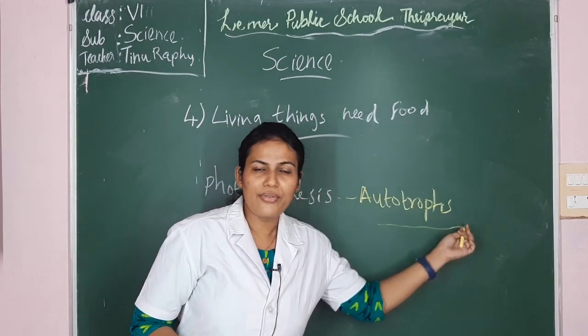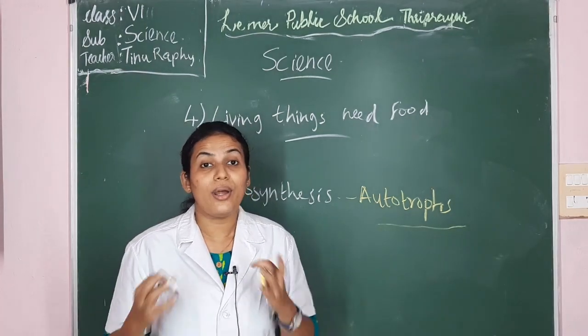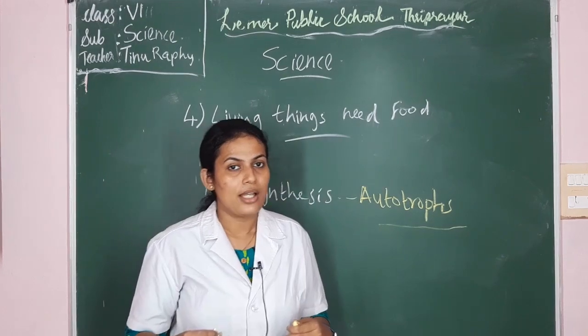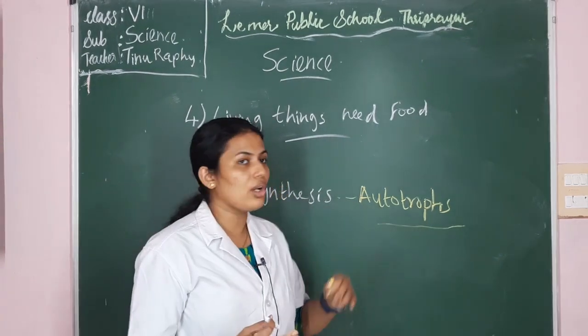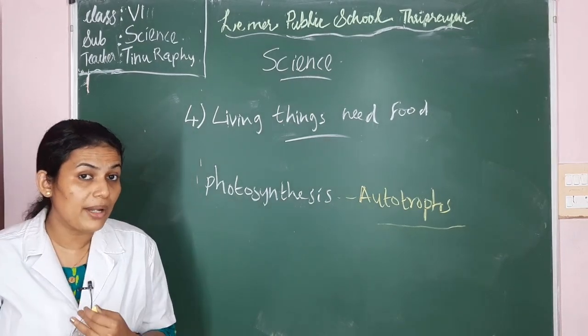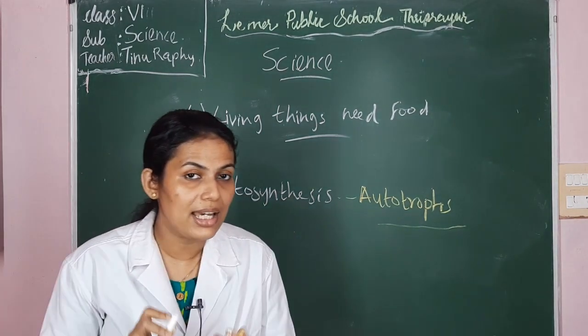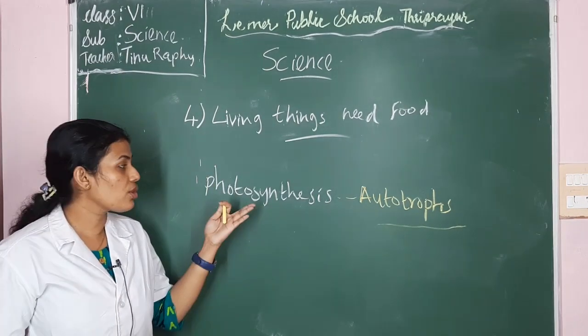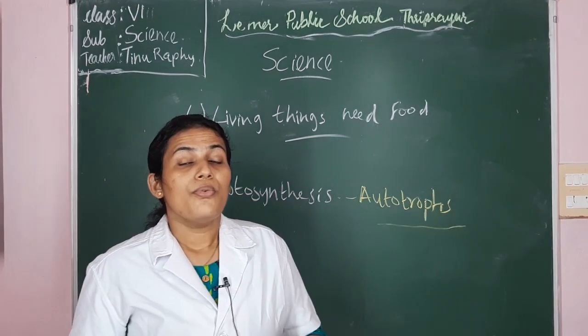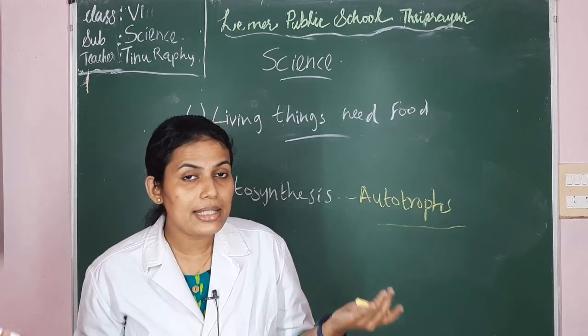Now, what are these autotrophs? Autotrophs are the organisms which are able to prepare their own food themselves. So, green plants are autotrophs because they are able to produce their own food with the help of carbon dioxide, water, sunlight, and other minerals by the process called photosynthesis. Hence, plants are autotrophs.